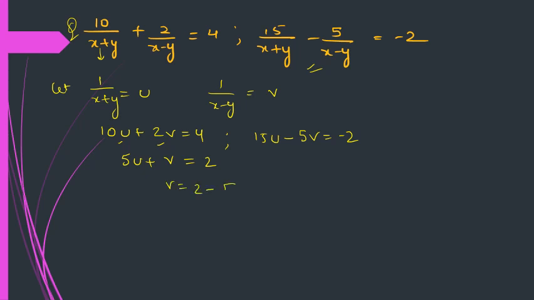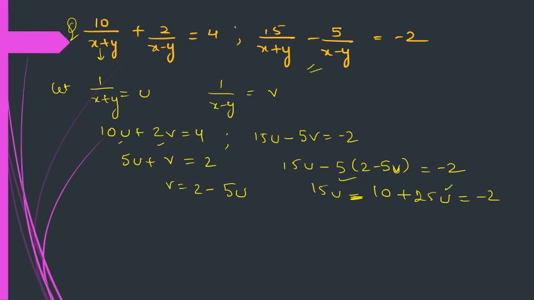So v equals 2 minus 5u. Substitute it in place of v in the second equation: 15u minus 5 times (2 minus 5u) is equal to minus 2. 15u minus 10 plus 25u is equal to minus 2. So 15u and 25u is 40u, correct? And then minus 10 can go there, so 10 minus 2 is 8. u will become 8 by 40, that means 1 by 5.